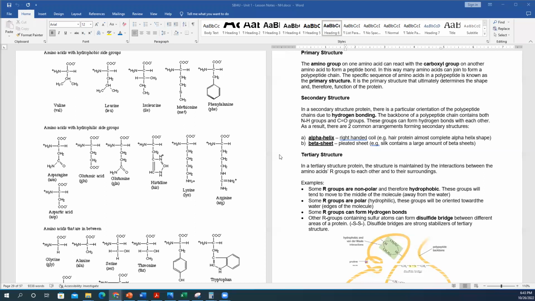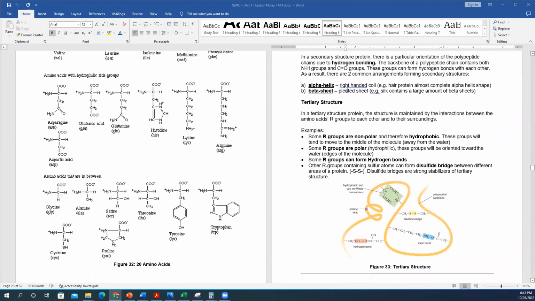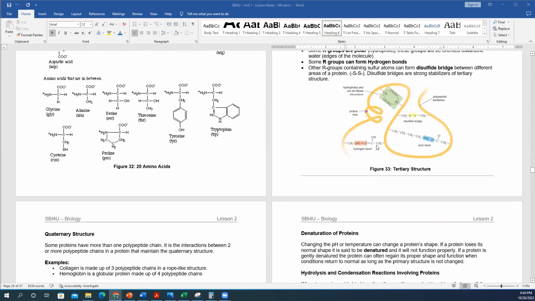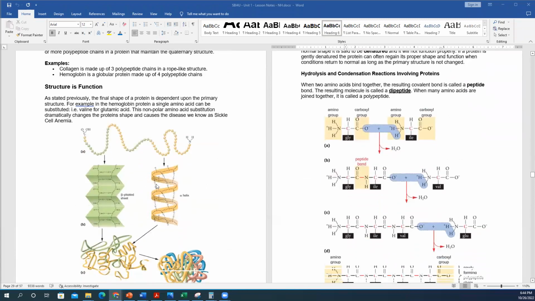And depending on the sequence, sometimes they're able to form beta pleated sheets. Silk is a good example of something that has a lot of this type of secondary structure. It's a large amount of beta pleated sheets in silk, and that is probably why it's so smooth, because it has all these amino acids arranged in very smooth sheet-like structures. So those, if we look at this picture, would be like this.